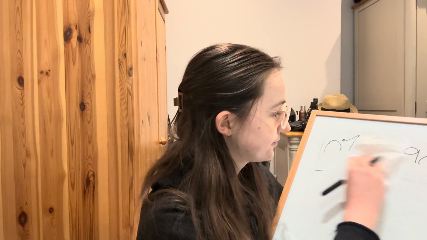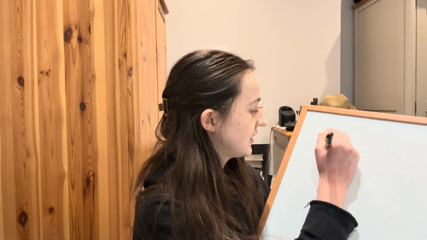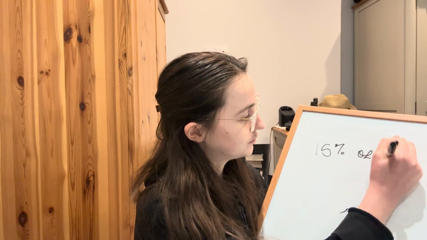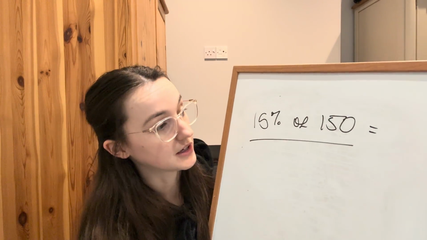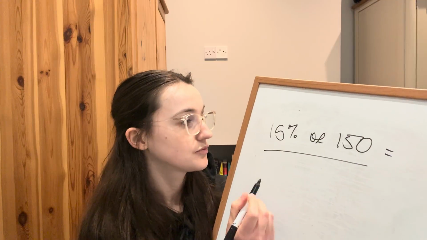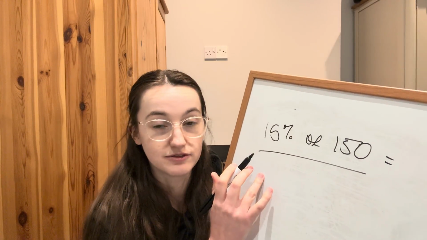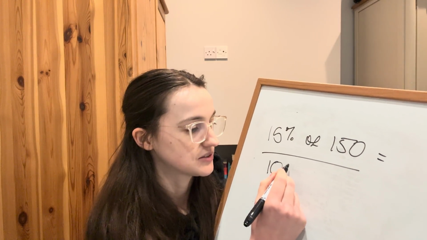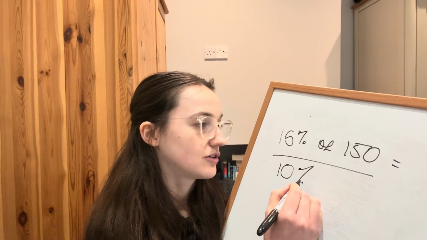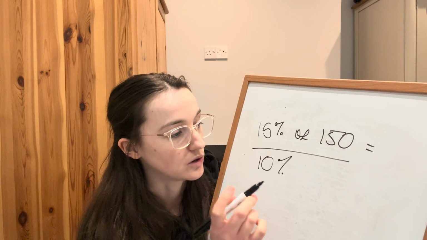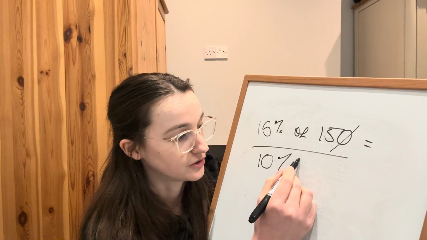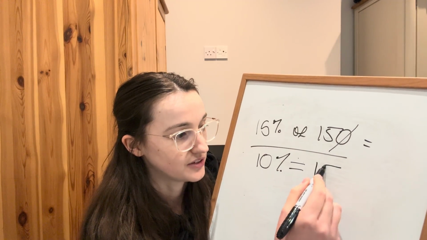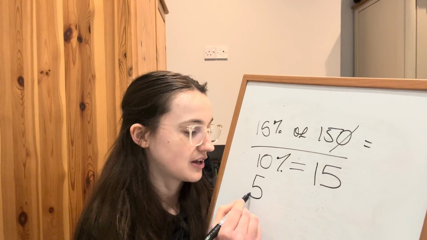Next one is 15% of 150. Okay, so slightly harder. Alright. Now, what I would do is I would work out 10% first. 10% is the easiest to work out. So 10% of 150 is what? 15. You just take the naught off. 10% is 15. Okay? Now we need 5%.